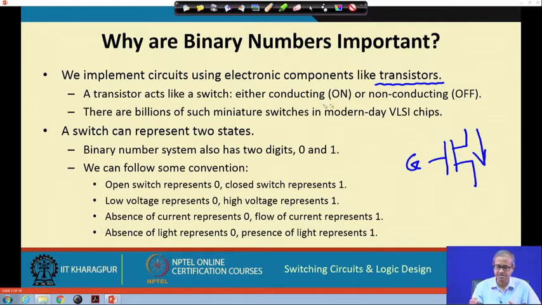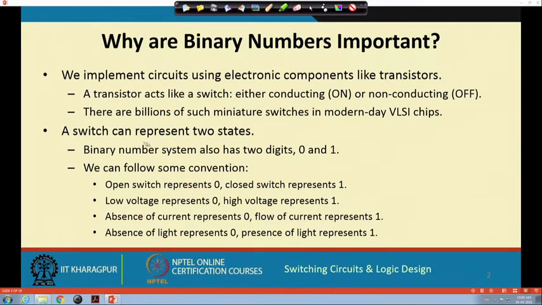There are two states. Now, in a modern day VLSI chip, there are billions of such transistors. That means there are billions of such switches, very small in size. They all turn on and turn off in synchronism depending on some external event or applied input, and they realize some functionality that we want them to realize.